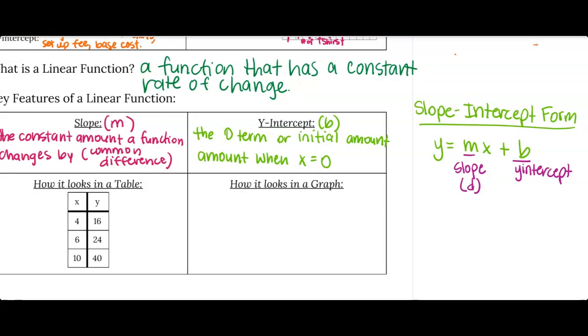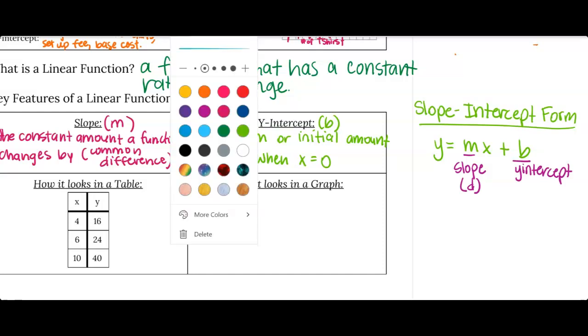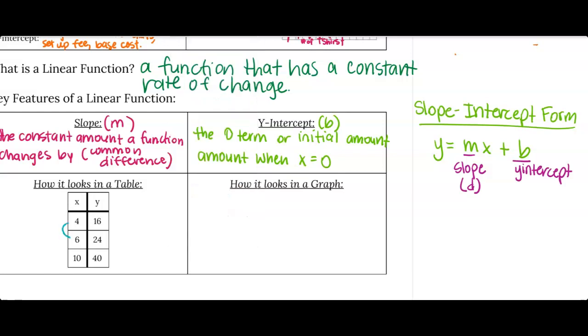Now looking at how it looks in a table, the first thing we want to note is that the amount of change between my x's is not the same. I'm going from x equals 4 to x equals 6, which is a change of 2, and then a change of 4 from 6 to 10. I want to keep that in mind when I look at my y values. From 16 to 24, that's not the next term. We're skipping term 5. So that went up 8. And then from 24 to 40, again, 40 is not the next term, it's actually the 10th term. So we're skipping terms 7, 8, and 9, and we're going up 16.